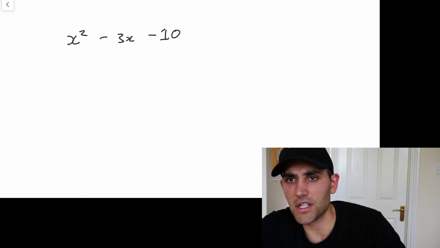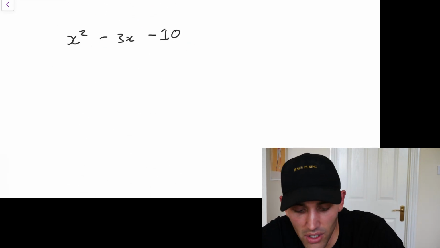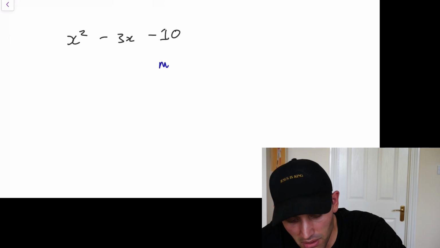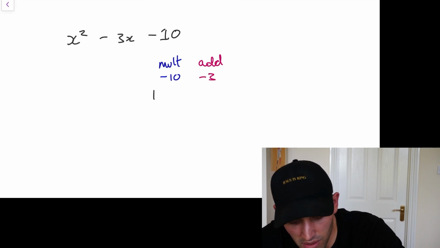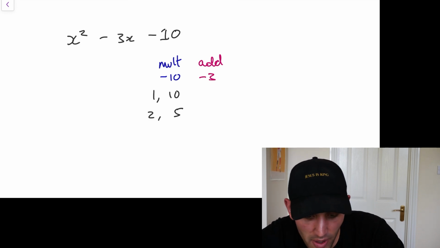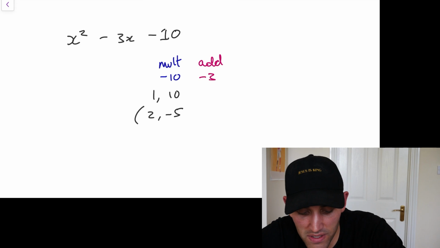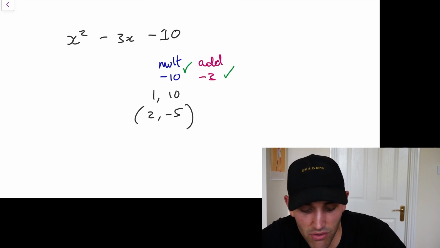Last one. We'll call this one the last one. I think you guys would have got it by now. So I'm looking for two numbers that multiply to make minus 10 and that add to make minus 3. That's quite a fun one to end on. So 1 and 10, 2 and 5, I think plus 2 minus 5 fits the bill. So we've got multiply to make minus 10, yeah, add to make minus 3, yeah.